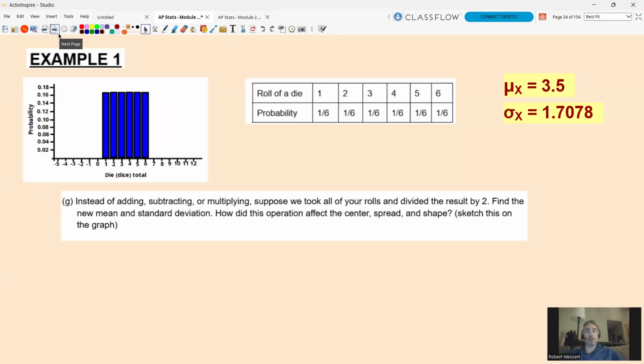Instead of adding, subtracting, or multiplying, what if we took all our rows and divided by 2? Well, you can probably predict what's going to happen. All the numbers are going to cut in half. It's going to be narrower. It's going to be skinnier.